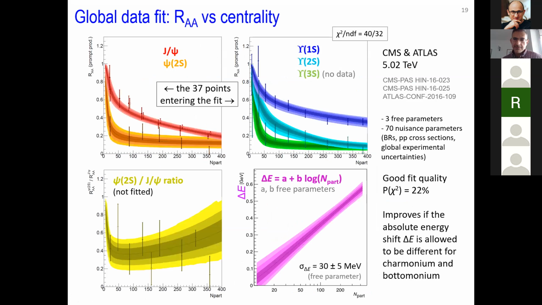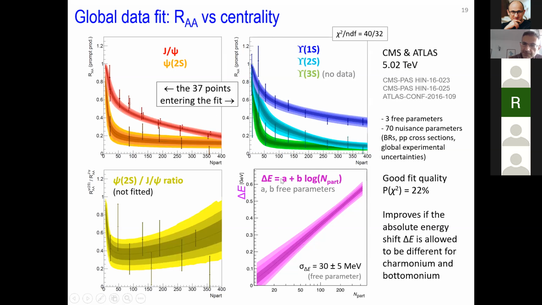Now we can do a fit of the data. We will consider the data of CMS and ATLAS at 5 TeV. There are 37 data points, which are the ones in the top plots, for RAA as a function of number of participants. We assume a dependence of delta E on the number of participants, with this function. We assume a linear dependence on the logarithm of the number of participants, because we tested several dependencies, and this is simple and gives a good result.